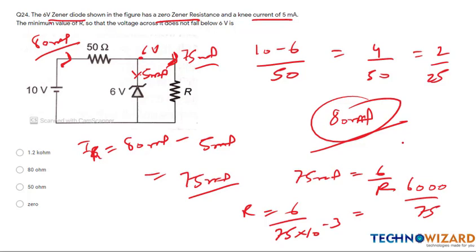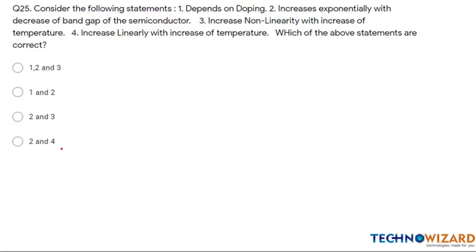The answer will come out to be, the resistance will be 80 ohm, which is the correct answer, option B. Next question. Now consider the following statement. Before we read this statement, one thing is missing, that is the intrinsic concentration. The intrinsic concentration depends upon the following factors.